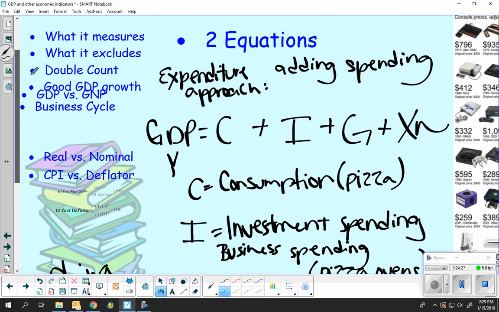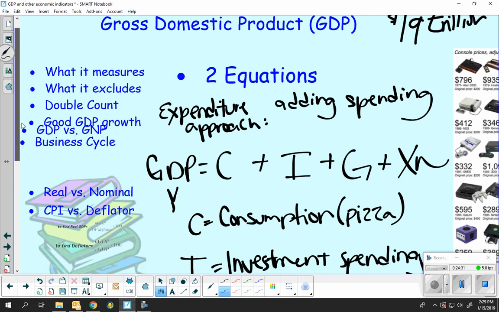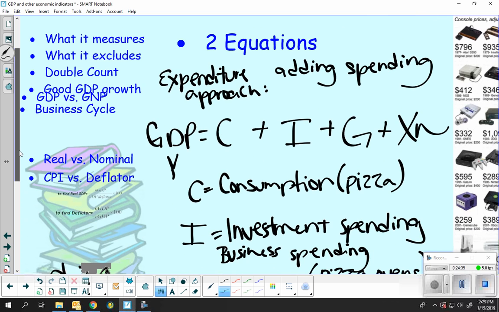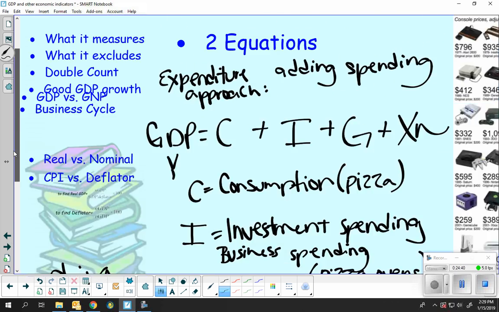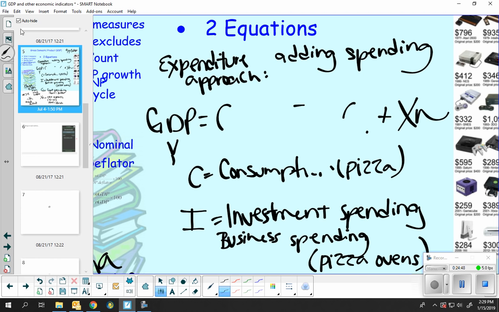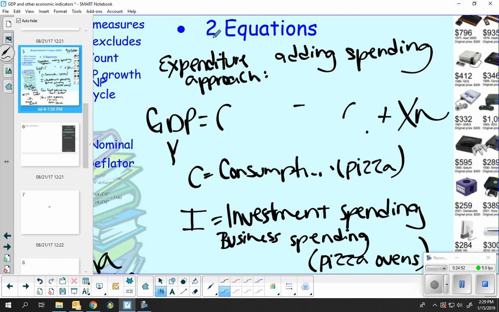So that is the expenditure approach. That's the one we're going to be dealing with for the rest of the semester. C plus I plus G plus XN: consumption plus investment spending plus government spending plus net exports. All that equals our GDP. But there is another way that you can total up our GDP. You can do all of our total spending or all of our total income.